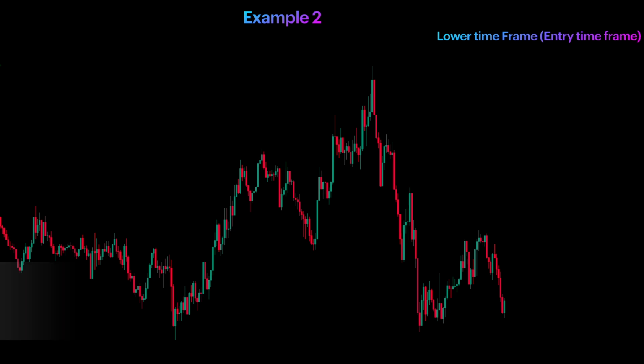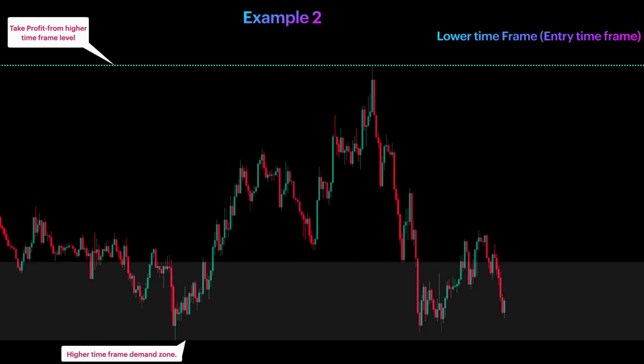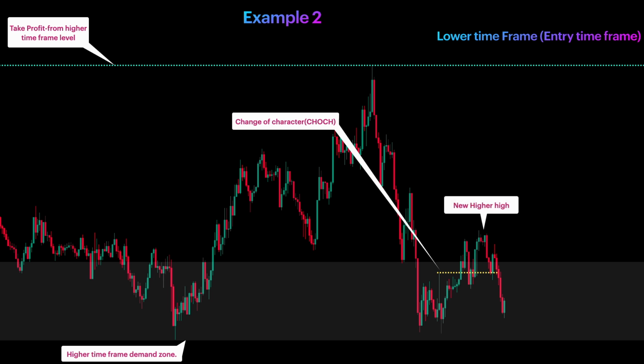After making the analysis in the higher time frame, when moving on to the lower time frame, you will always see the same lines and zones. But this time, we will be trying to find the same zone in the lower time frame. Now we can also notice a change of character here. We can also notice a new higher high. So that means we will be looking to enter the market on the retracement in this lower time frame.